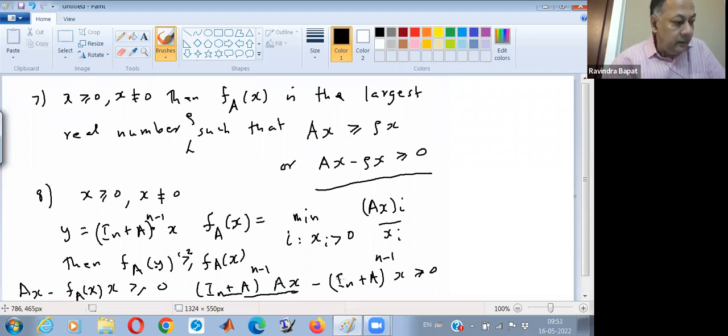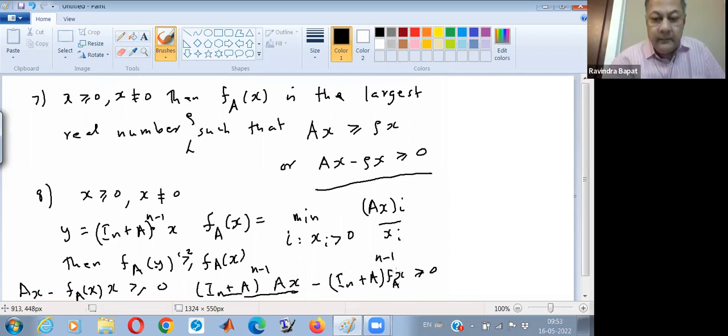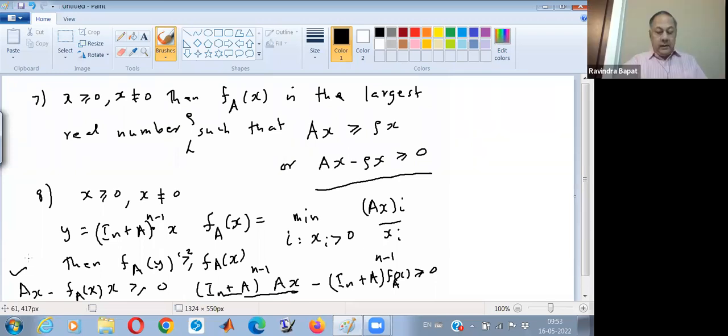Yeah, I think there's a small problem here. Here I should also have f_A(x) times y, not x. Just multiply both sides by (I plus A) raised to n minus 1, and the result follows. This proof is also straightforward. So what we have done here is, when you take a vector x and go to (I plus A) raised to n minus 1 times x, the value of f_A increases. Maybe not strictly, but it increases.